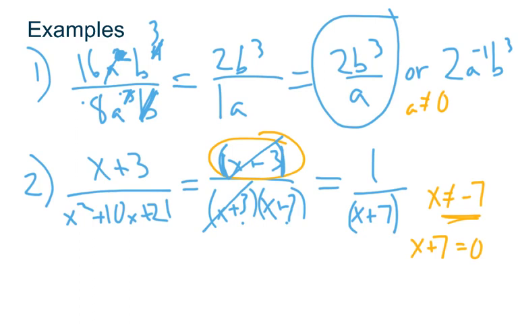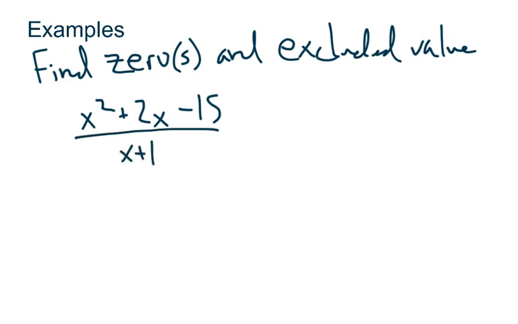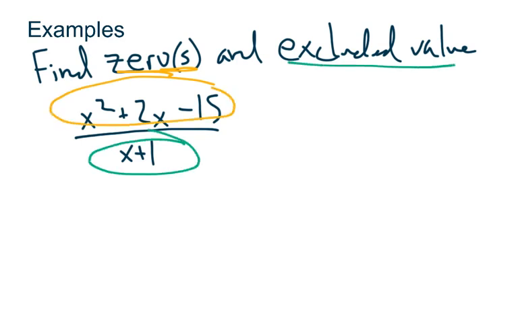So let's do one more example. In this one, we're going to have an expression, x squared plus 2x minus 15 over x plus 1. What we want to do is find the zeros and excluded value. The zeros are going to come from the numerator, and the excluded value is going to come from the denominator. Now the first thing I'm going to want to do is factor, to see if anything cancels out here.